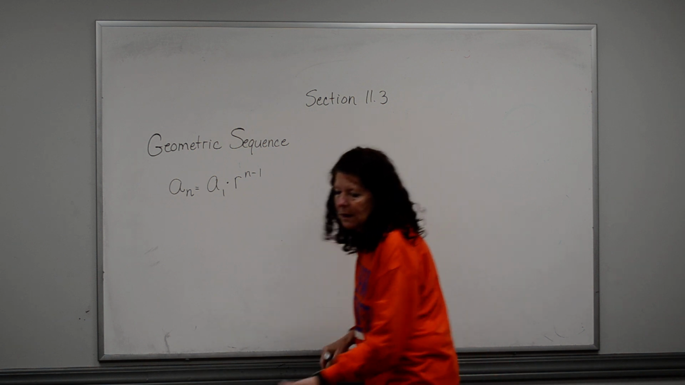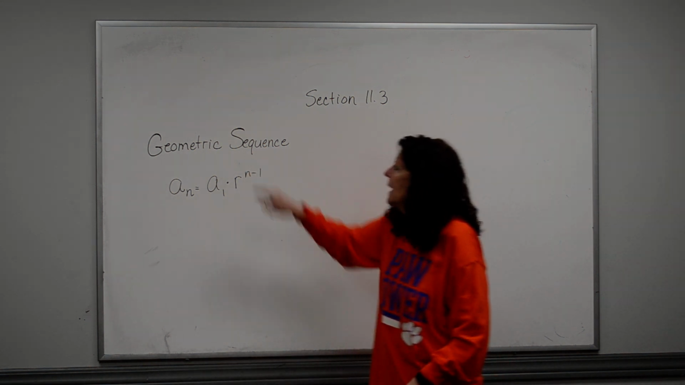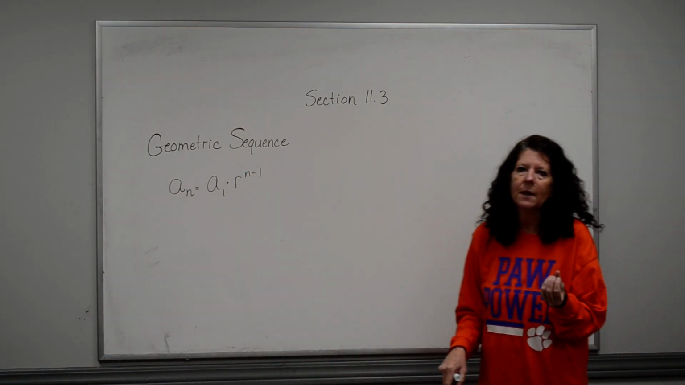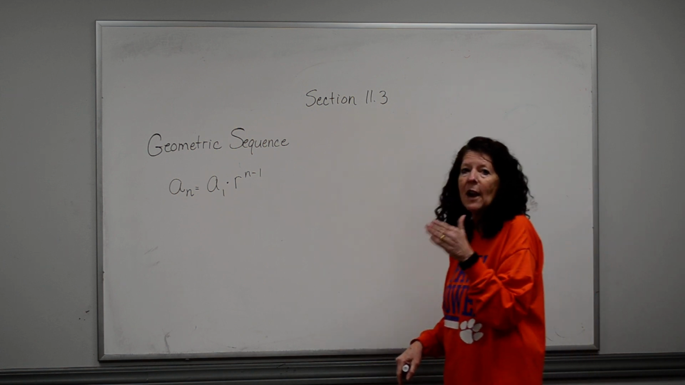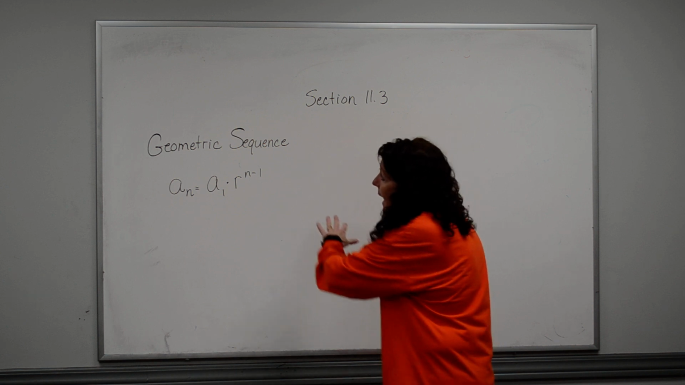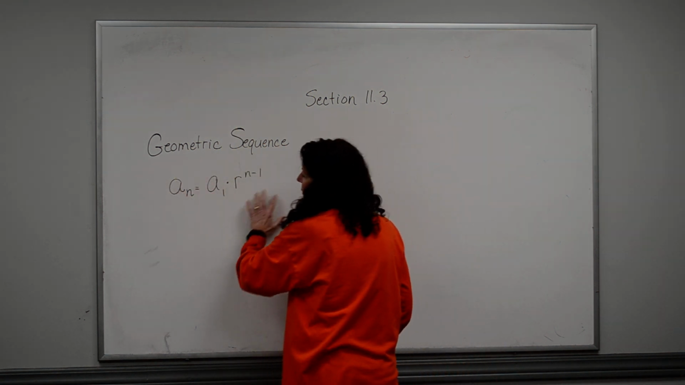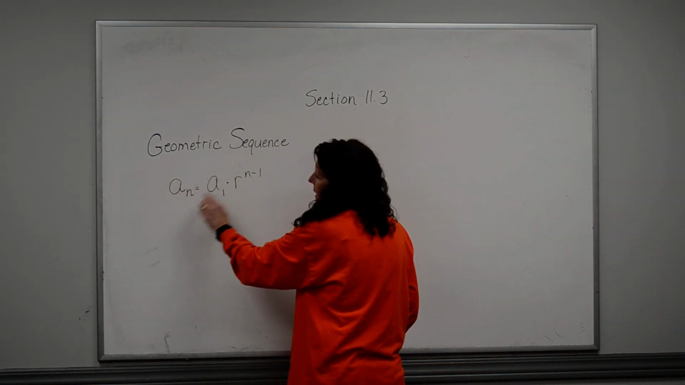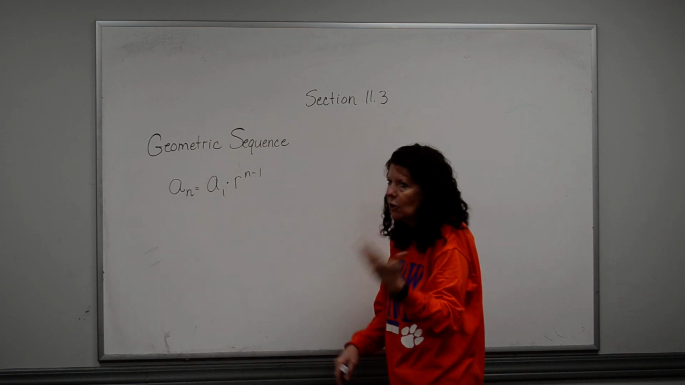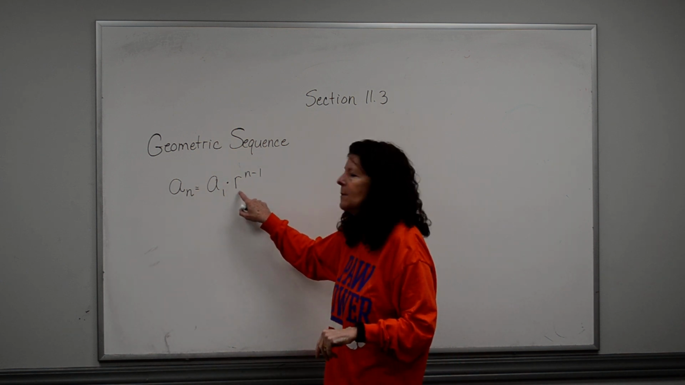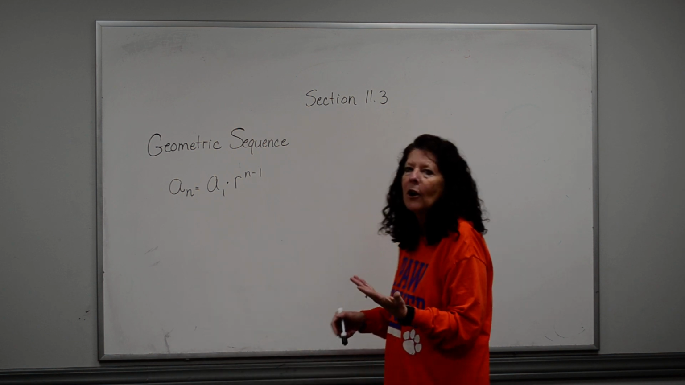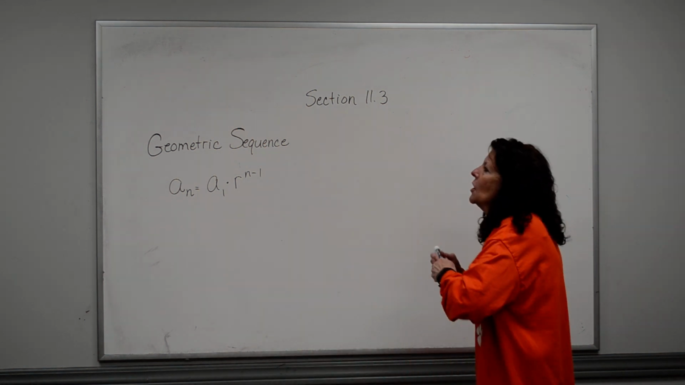Question 11.3 has to do with this geometric sequence. We've been talking about arithmetic up to this point, which means you have a common difference. I have an equation for a geometric sequence where I can find the 20th term or the 25th term, but notice it no longer has a D, it has what's called an R. An R is a common ratio.